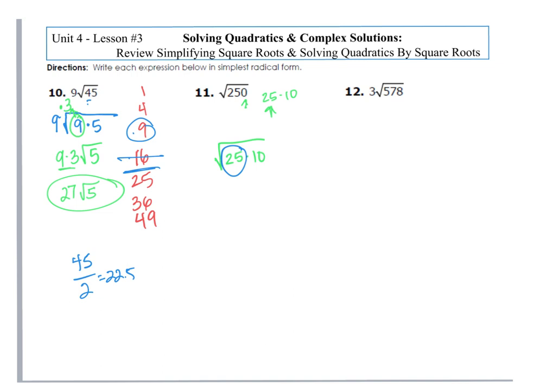I can take the square root of 25. Out comes 5. 10, its factors are 5 and 2. Neither are perfect squares. Okay, that part, even though it's even, is going to stay underneath. So it's 5 square root 10 as my answer.